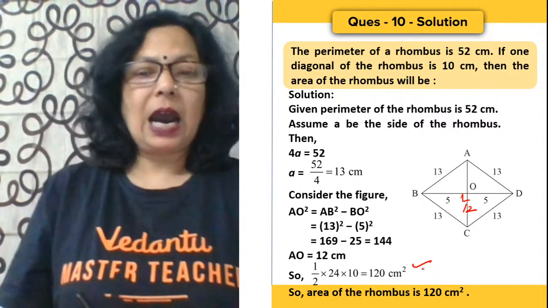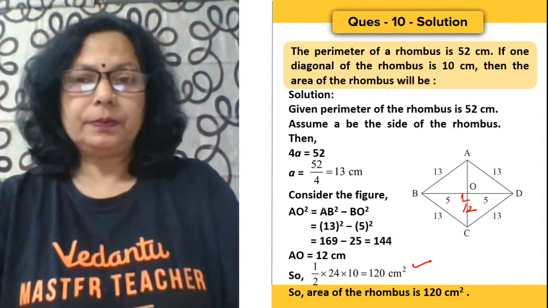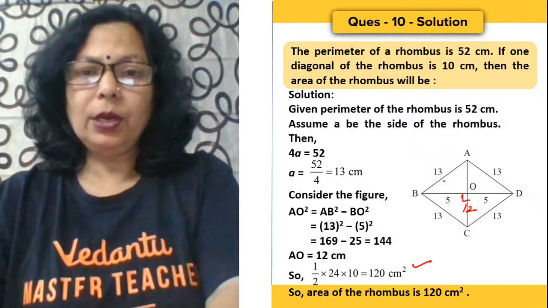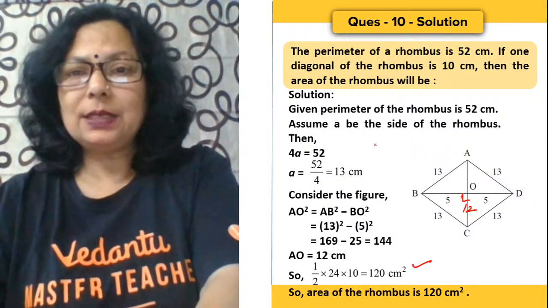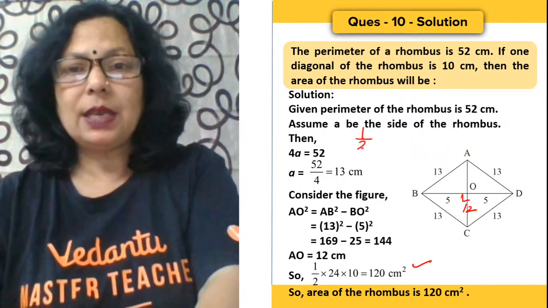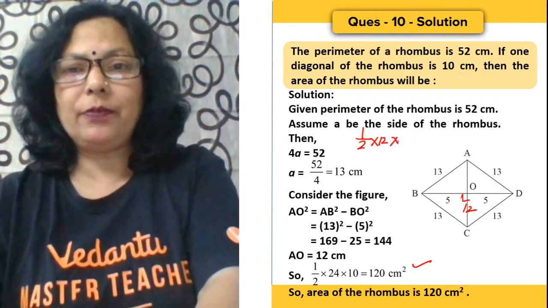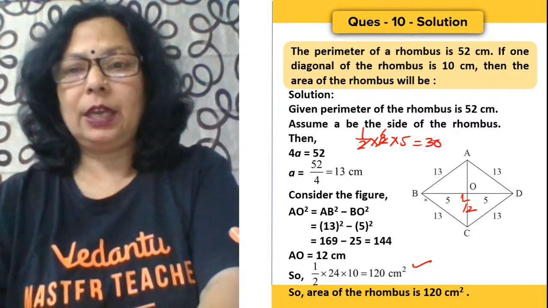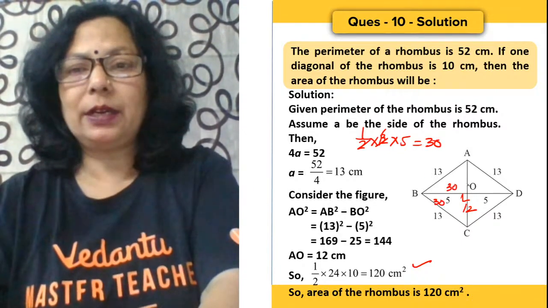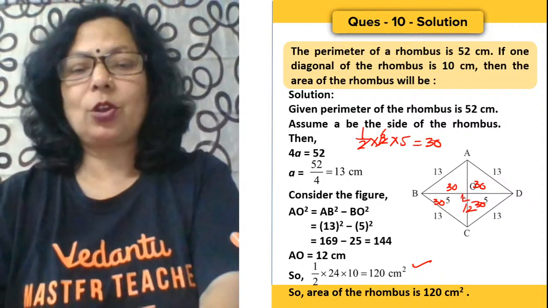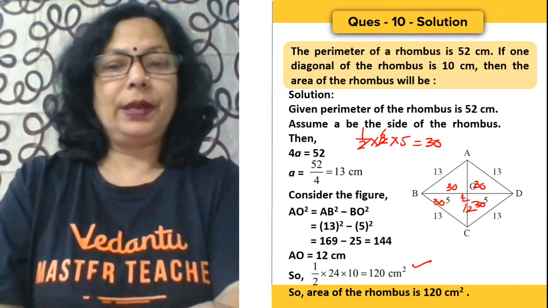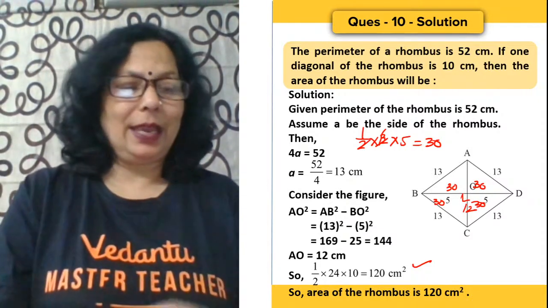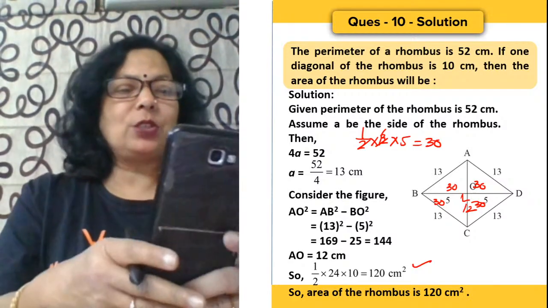So what do you get? Half into, come on. Yes, you can do it like this. Area of one triangle is half into 12 into 5. So you will get 2 6s are 12, 6 5s are 30. The area of one triangle is 30, so how much is the area of 4 triangles? 30 into 4, 120. So that is how you will get the area of the rhombus. So this was the last question of the day.